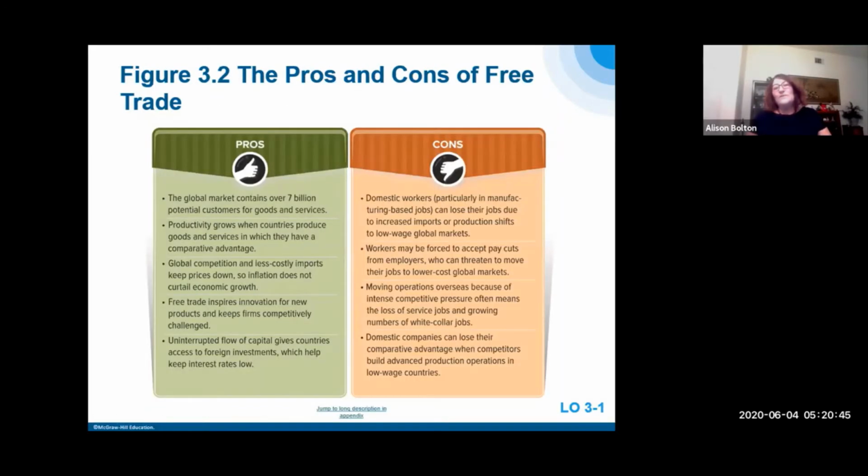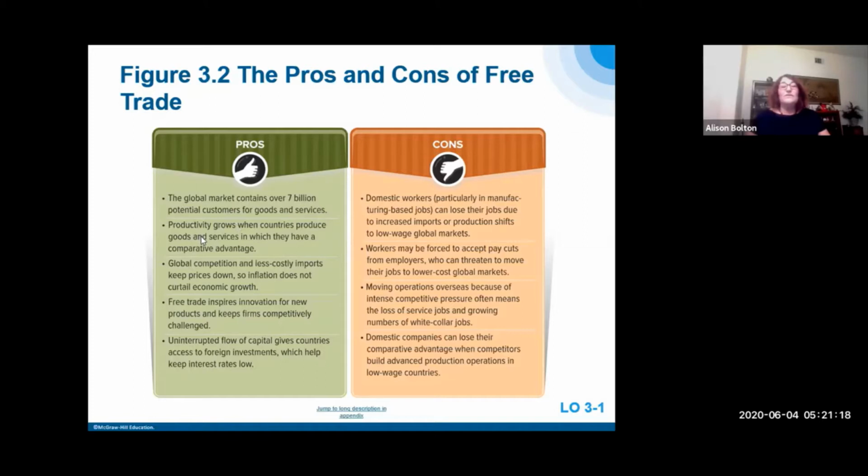So we look at the pros and cons of free trade. Over here on the left are the pros, and it's very important to look at these and understand them. Let me make sure my mouse is out here for you so you can see things. What we're looking at is that there are quite a lot of customers available for services, over 7 billion potential customers right here.